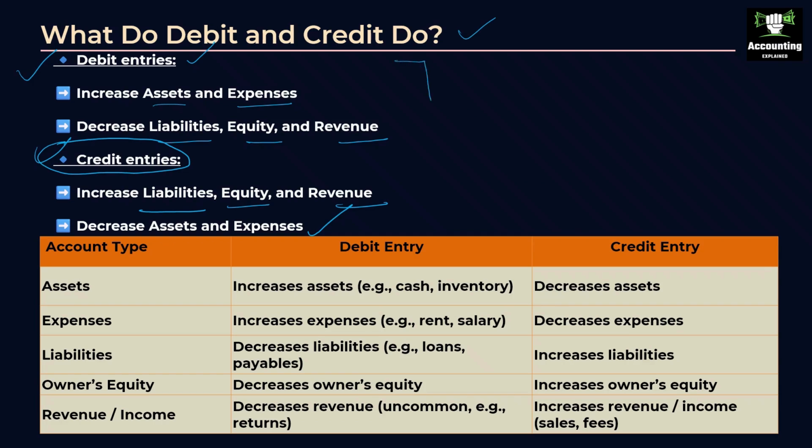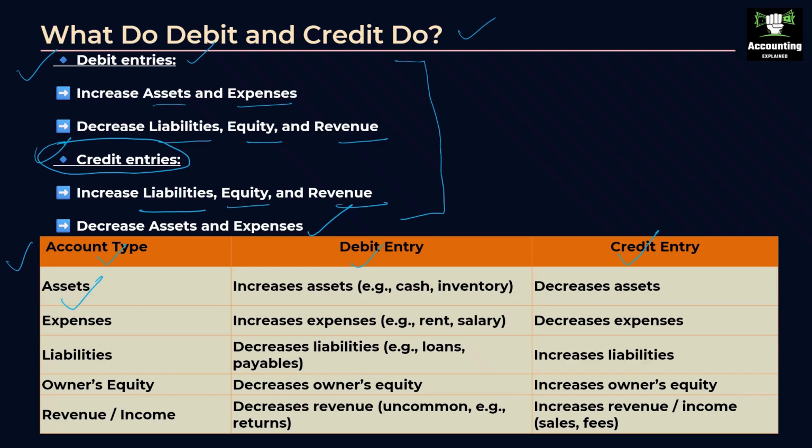When you see this like this, you're going to be confused. I am going to explain this with the table so that you'll be able to understand it very easily, and I'm going to explain this with examples. So in this table we have three columns. They are account type, debit entries, credit entries.